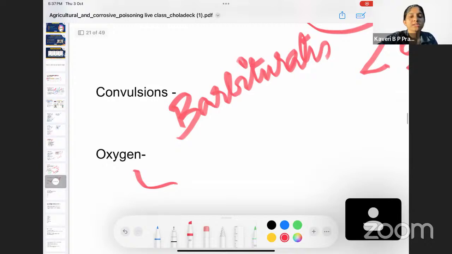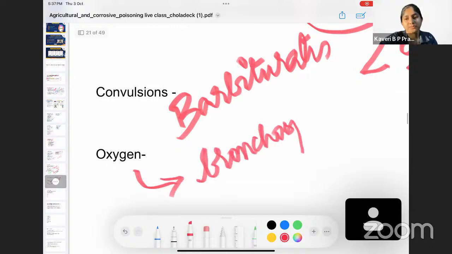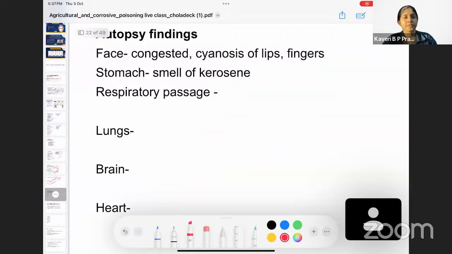If it is not controlled by barbiturates, you can give benzodiazepines. And coming to oxygen, you give it whenever the person is complaining of bronchospasm. If there is intense bronchospasm, the oxygen saturation decreases. That is when you have to give oxygen to the patient. Now coming to the autopsy findings, the face is going to look very congested because, as I told you, oxygen saturation is less.